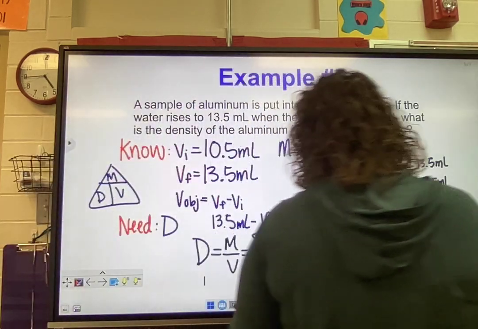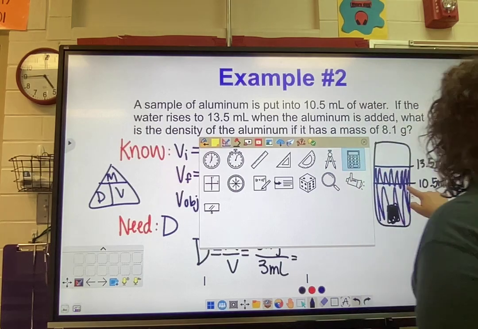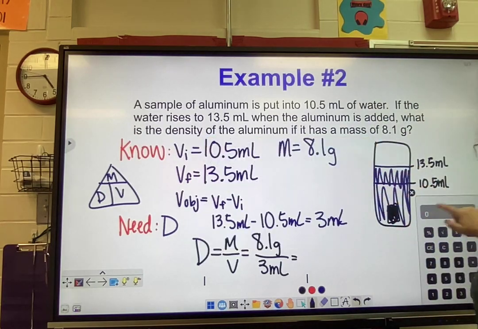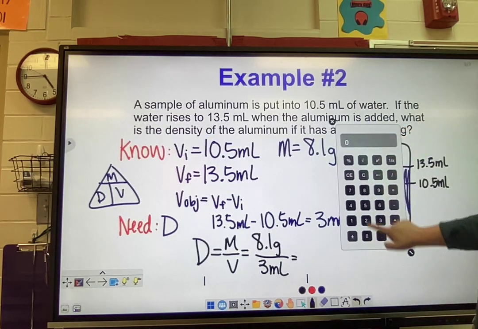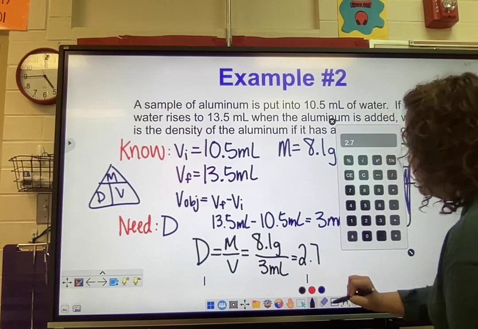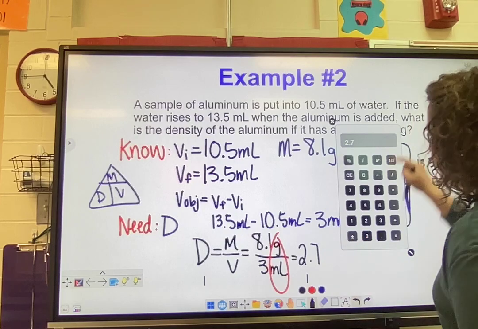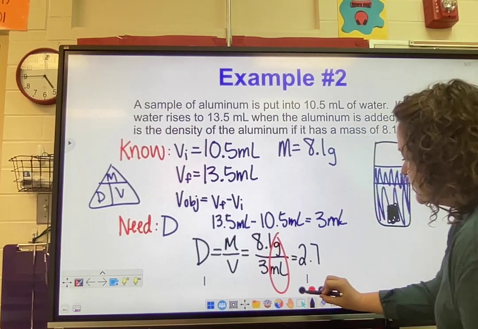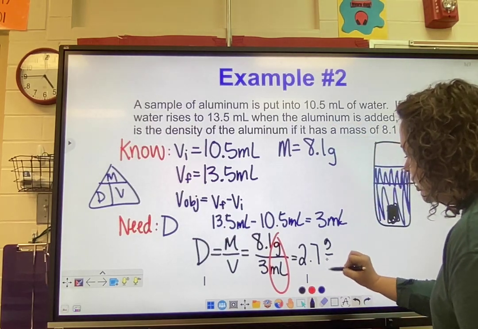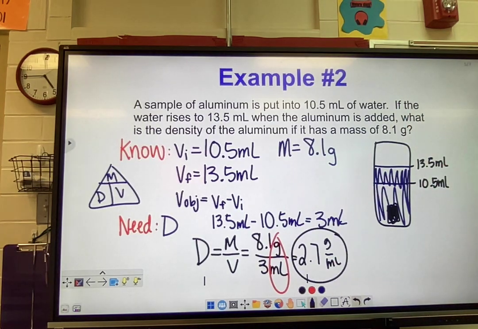I'm going to bring my calculator back up. So I've got the 8.1 divided by 3, and it's 2.7. And I'm going to carry all of my units over because none of them cancel. So my units are grams per milliliter. And I'm going to circle my answer.